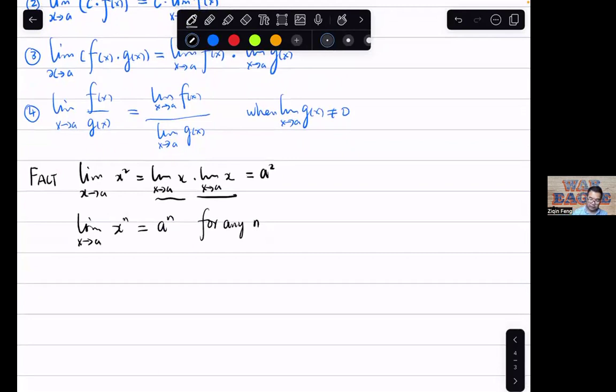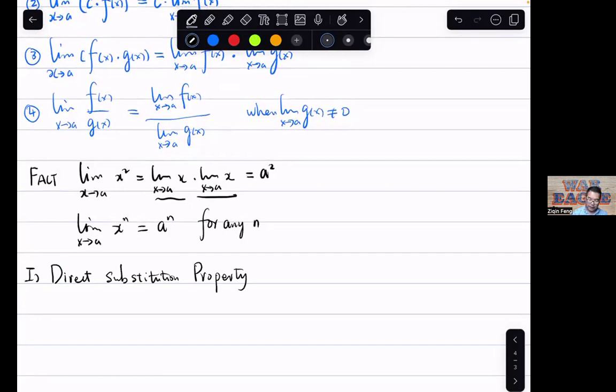So here we have our first method to evaluate a limit, which is called the direct substitution property. You can just plug in a, replace x by a, and then evaluate that number. That's your limit.